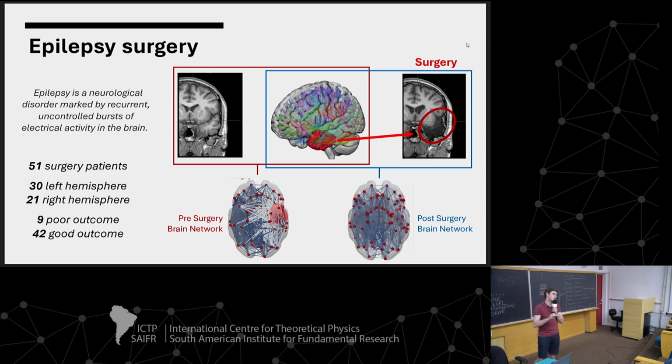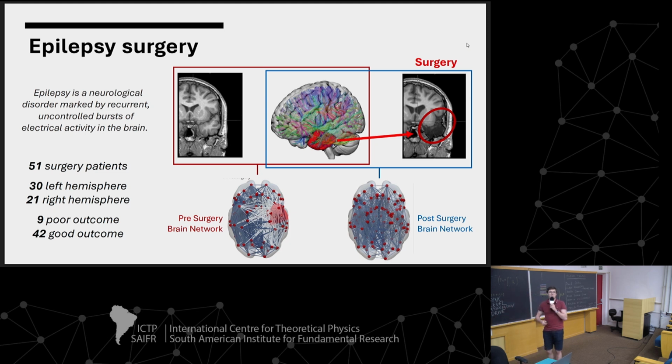However, in 20 to 30% of the cases, the surgery does not work, and people still have seizures, and we don't know why, and we can't predict it before the surgery. So the objective of our work, in this case, is to see if we can predict if the surgery will be a success or not, and to try to find markers of it, and maybe to find new regions of the brain to remove to stop the seizures.